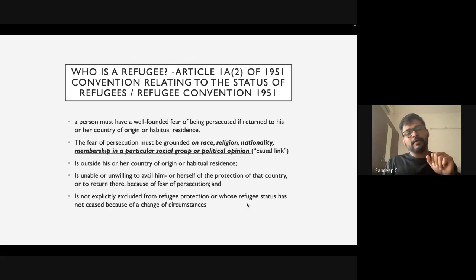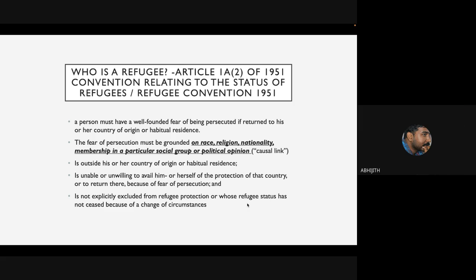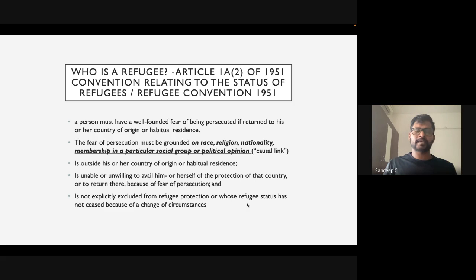Okay, so in order to claim the status of refugee, he or she has to successfully escape from the territory of his or her own country or the place of habitual residence. Okay, you must succeed in escaping from your own country physically.